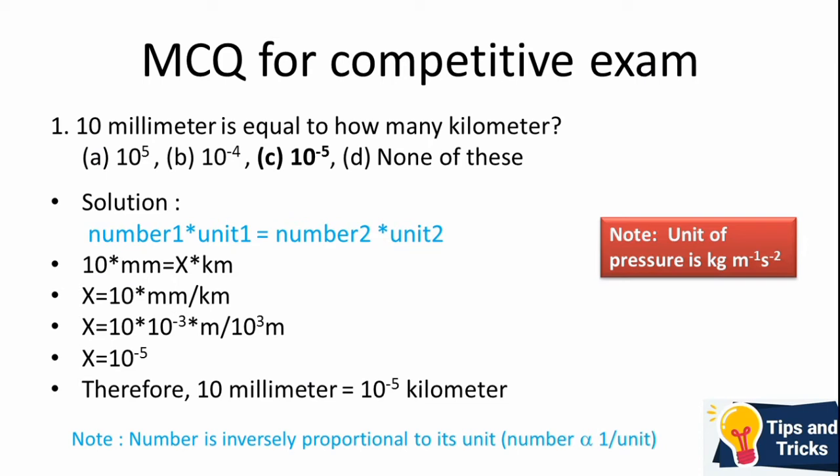So x is equal to 10 millimeter divided by kilometer, and millimeter is 10 power minus 3 meter, and kilo is 10 power 3, so kilometer is equal to 10 power 3 meter. So the value of x becomes 10 power minus 5. Therefore 10 millimeter is equal to 10 power minus 5 kilometer, and the correct option is C, 10 power minus 5.